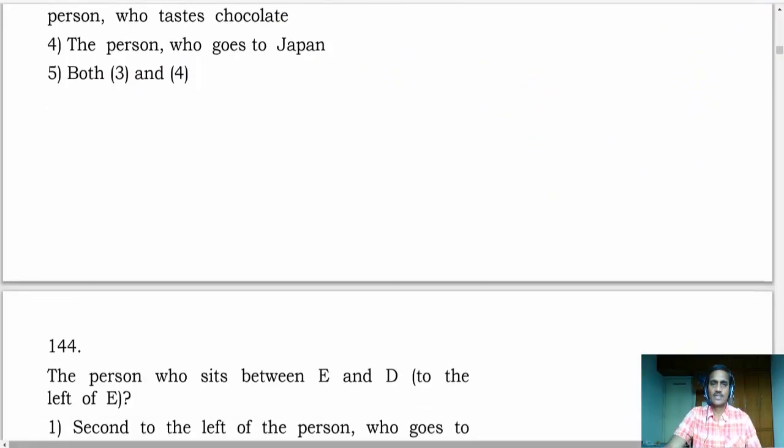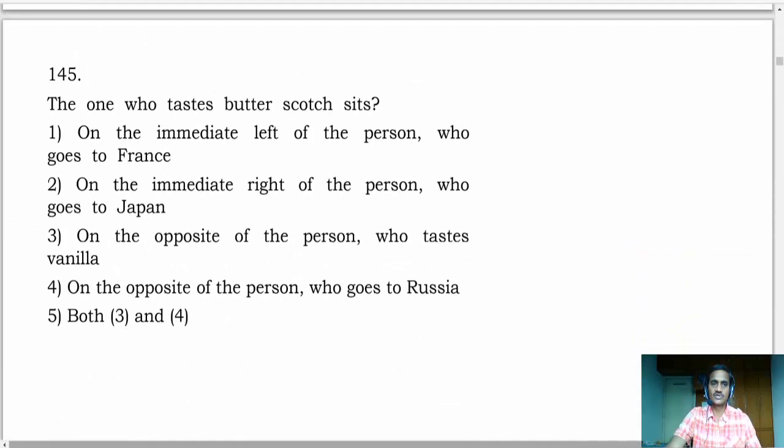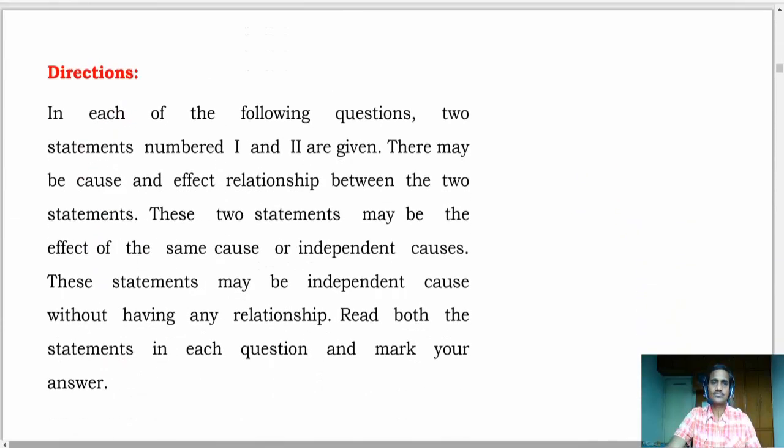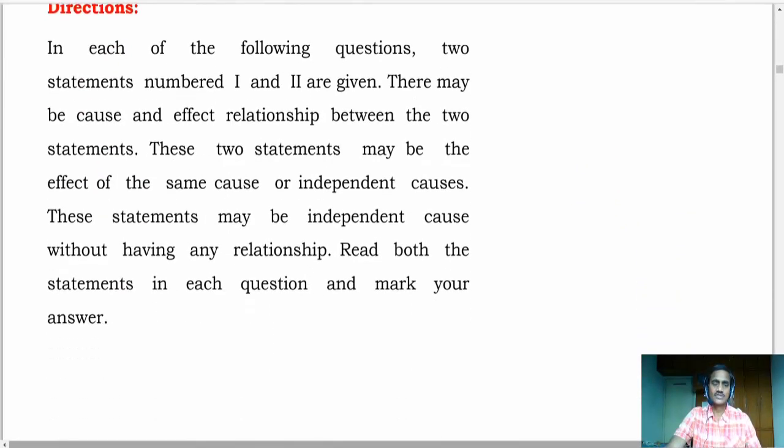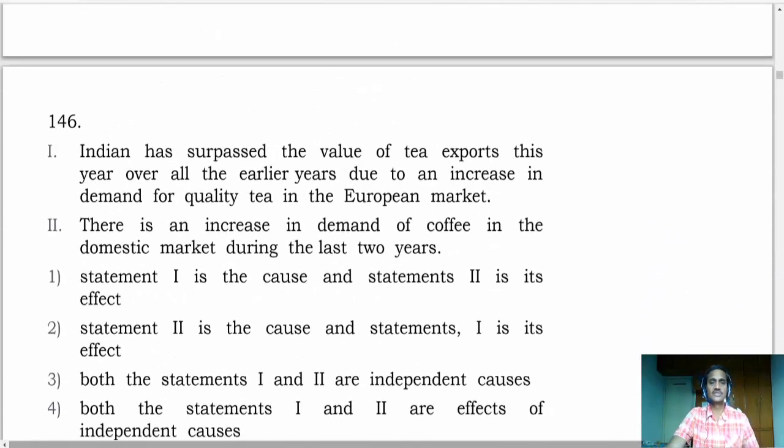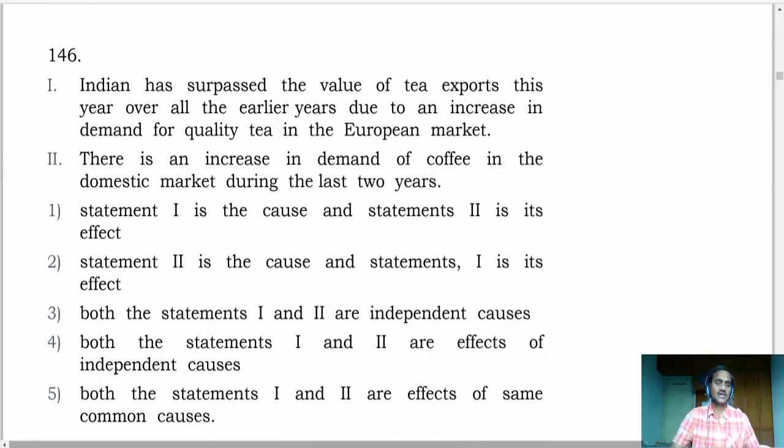The next one, 146 onwards. Now it is critical reasoning. Question number 146, it is based on critical reasoning. India has surpassed the value of exports. Surpassed means overcome. అన్నిటిని పాత రికార్డులన్నింటిలో ఏం చేసింది, పాత రికార్డులన్నీ దాటేసింది అనేసి.